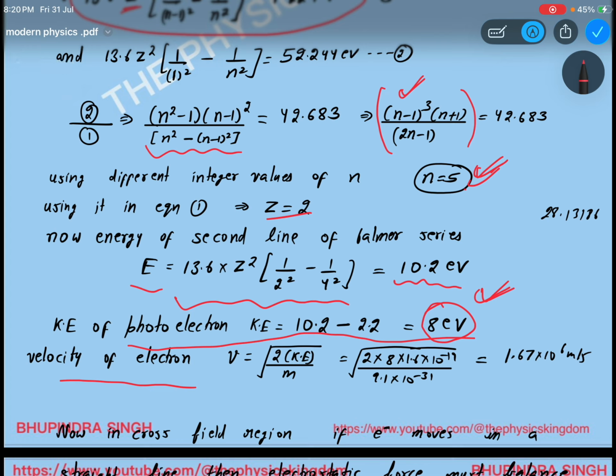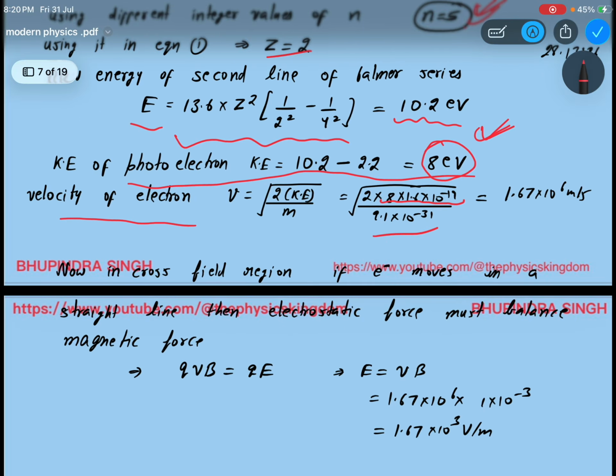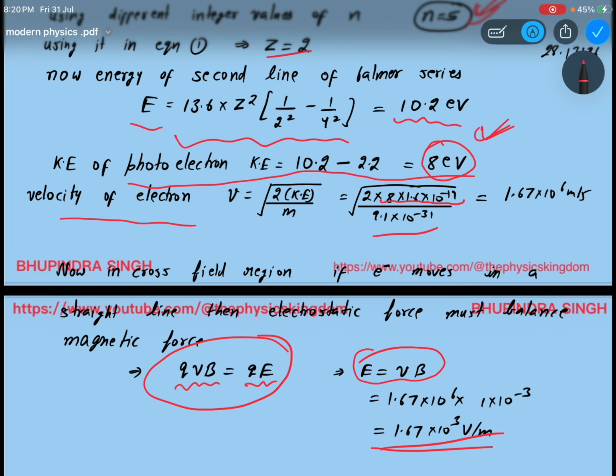Half mv square ke. So this you need to convert into joules. 8 electron volt into joules I am converting, mass of electron, right? So as I said, in cross electromagnetic field, for any charged particle to pass undeflected, QVB should be equal to QE. So from here what I am getting, beta, E is equal to V into B. So this is perfectly matching with the answer given in the book.